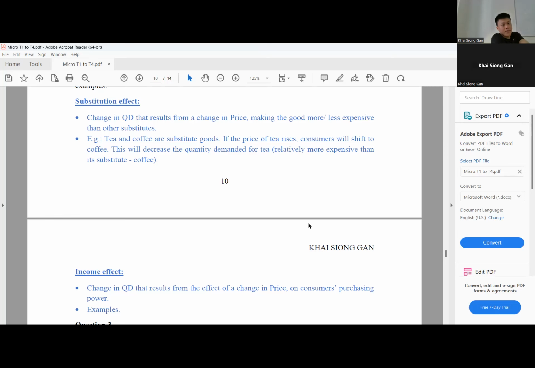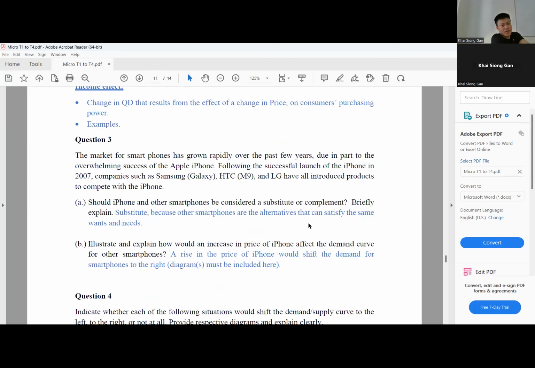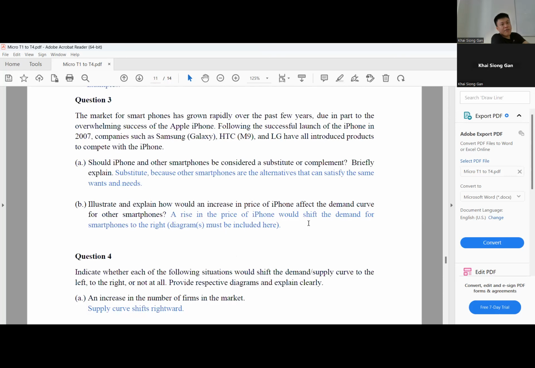Okay, good. Question number 3. The market for smartphones has grown rapidly over the past few years due in part to the overwhelming success of the Apple iPhone. Following the successful launch of the iPhone in 2007, companies such as Samsung Galaxy, HTC M9, and LG have all introduced products to compete with the iPhone.